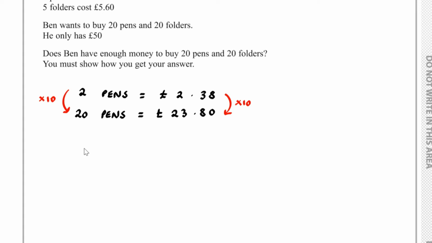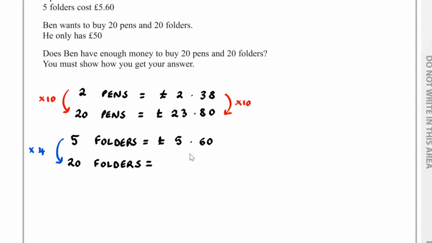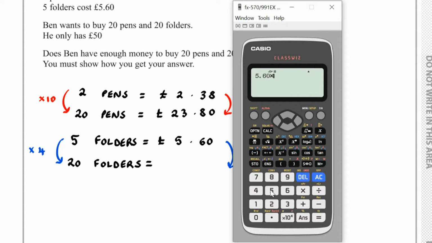And similarly, if we know that 5 folders cost £5.60, then for 20 folders, we would have to do 5 times by 4 to get the 20 folders, and so 560 times 4, that's 2240. So 20 folders is equal to £22.40.